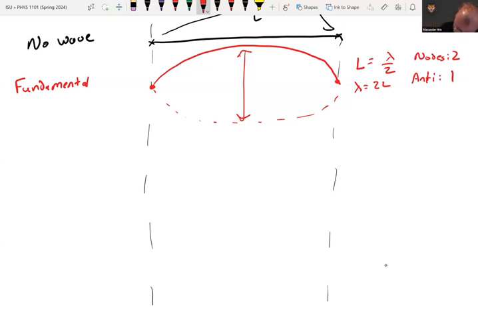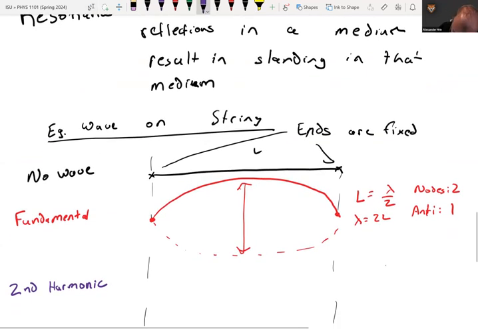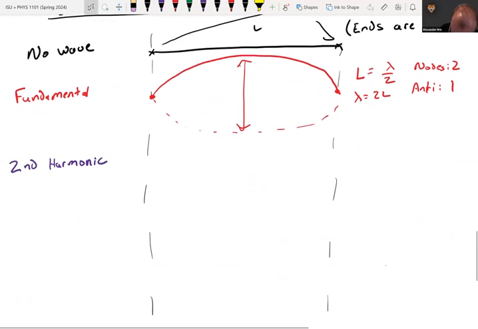Now, the next one to look at, I'll change to purple. I'm going to call this the second harmonic. Basically, it's the next wave that fits in this system. And what I mean by fit is that those ends have to be nodes. The ends have to be nodes, and I'll even put that up here: the ends are nodes. It's not just that they are nodes, they must be nodes. No other frequencies will fit here.